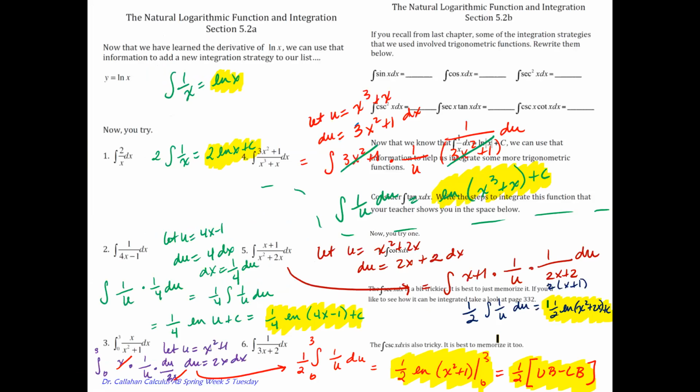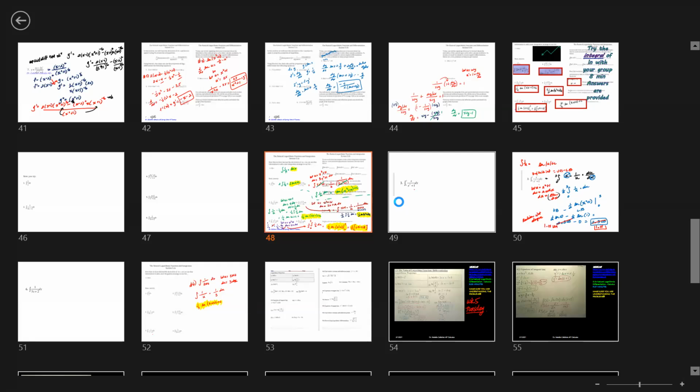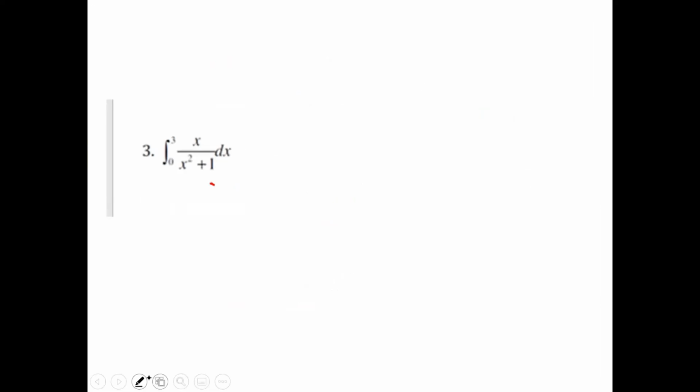All right, let's go ahead and move on to the next one. Take a look at example number 3. So with number 3, this is a definite integral. So with this one, you will have to use a u substitution. So let u be x squared plus 1. du is 2x dx. dx is equal to du over 2x.